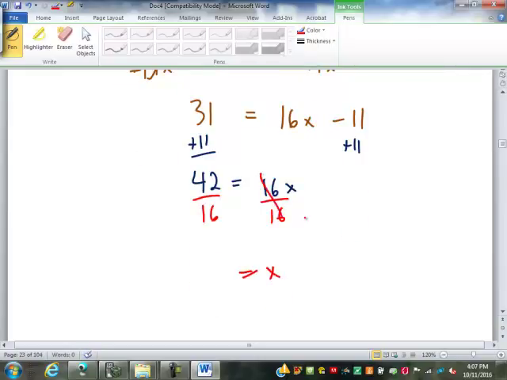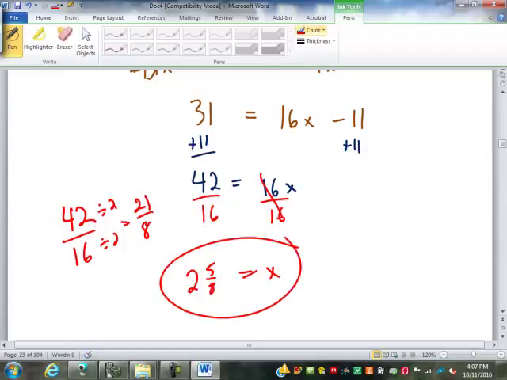So over here is x. 42 over 16. It doesn't divide out evenly, but we can just reduce it as a fraction. I can divide both of those by 2, which gives me 21 over 8. 8 goes into 21 twice, with 5/8 left over. So 2 and 5/8 equals x. Anybody get that? Couple? Okay.